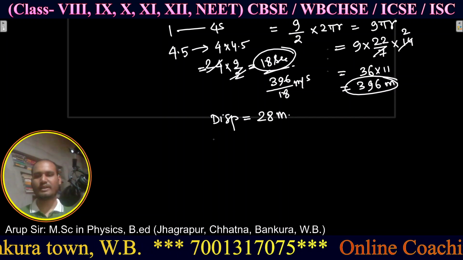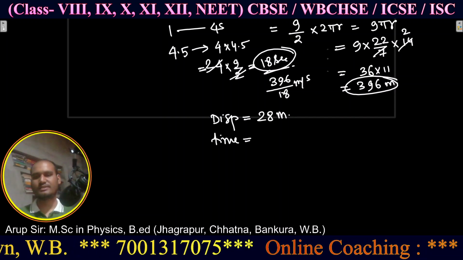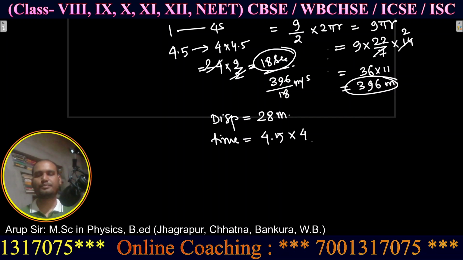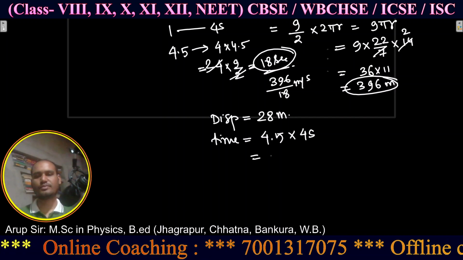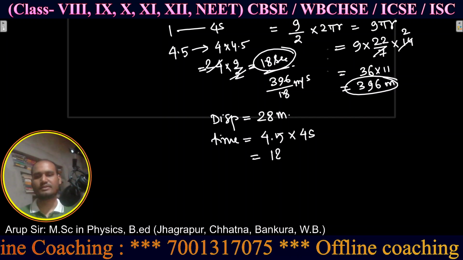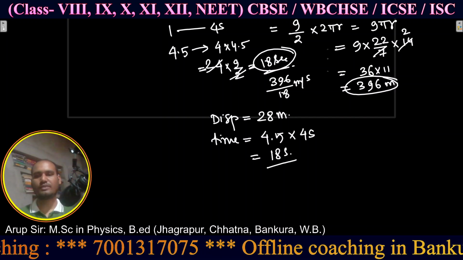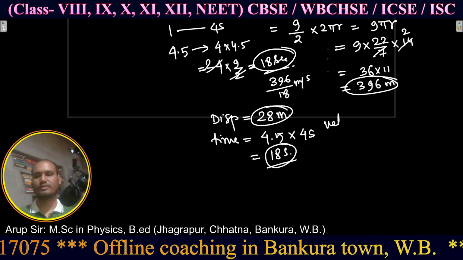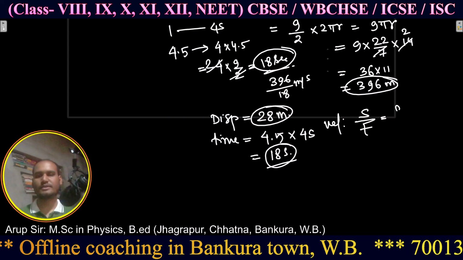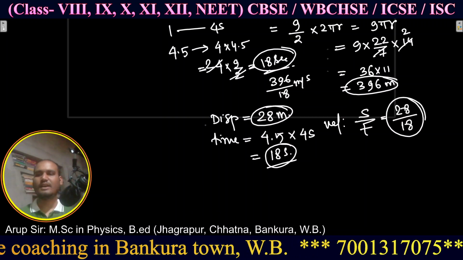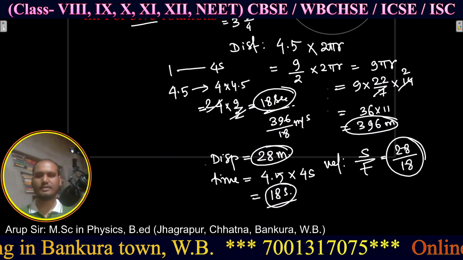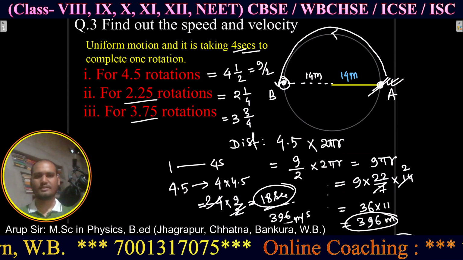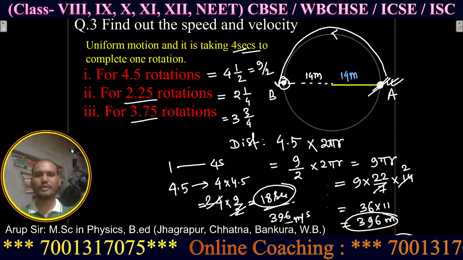And what about the time? Time is simple: 4.5 rotations, and for a single rotation it takes 4 seconds. So 4.5 into 4 gives you 18 seconds. If you calculate displacement by time, 28 by 18, then you will get the velocity. For velocity, displacement is 28 and time is 18. After solving this, you will get the answer. So this is the fact about speed and velocity for 4.5 rotations.